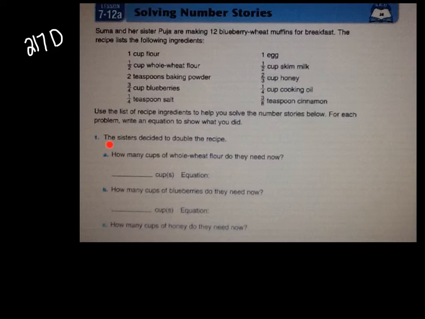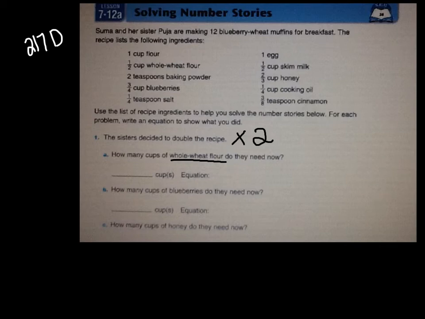Number 1 says, the sisters decided to double the recipe. So right now I'm thinking that it is telling me what I need to multiply by. And I know that doubling something means you're multiplying by 2. So I'm going to write that there as a reminder to myself. Now part A says, how many cups of whole wheat flour do they need now that I'm doubling it? So we would need to look back at the recipe to figure this out. Who can help me out with this problem?